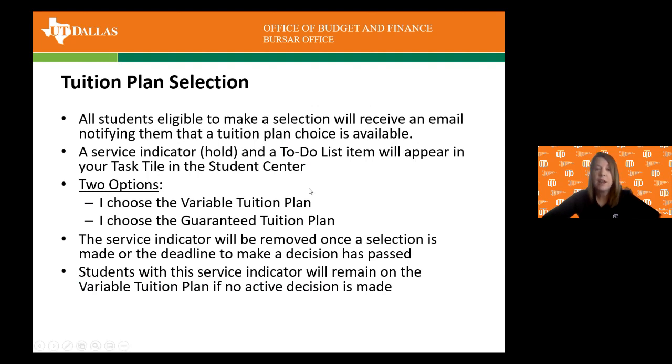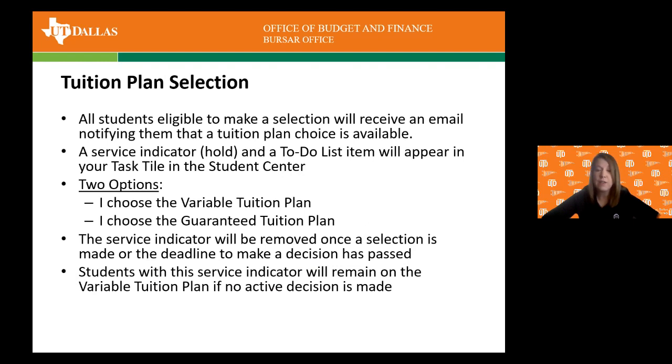So as I said, students that are eligible to make a selection will receive an email notifying them that the tuition plan choice is available. When you log into your Orion student account, you should see a service indicator, which is also known as a hold. You'll see a hold on your account, and then you'll also see a to-do list item, and that'll appear in your Student Service Center.